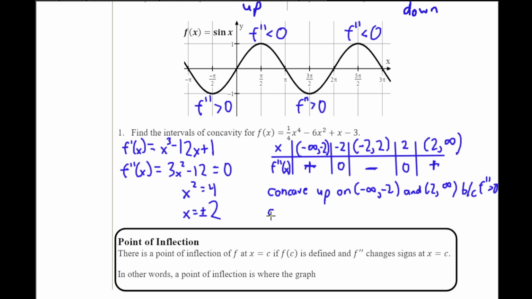We can now say concave down on negative 2 to 2 because f double prime here is less than 0. You can see here this interval here, f double prime is less than 0, so that's concave down.